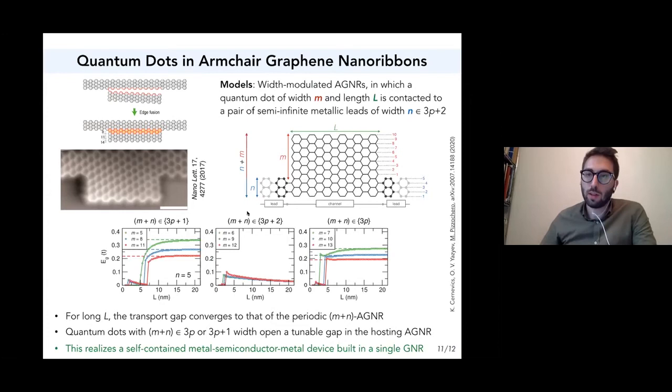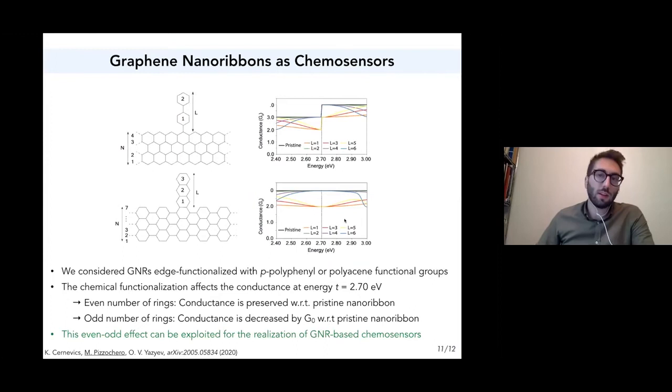And finally, we have also proposed graphene nanoribbons as a chemosensor. This is probably more a curiosity than a result. But here the idea is that you have a graphene nanoribbon and you side-attach a chain of aromatic molecules. And it doesn't matter whether these chains are polyphenyl or polyacene groups, what you have in the conductance is a sort of even-odd effect.